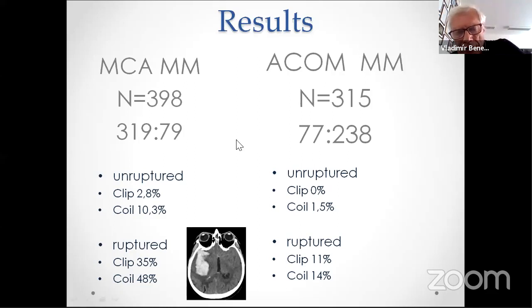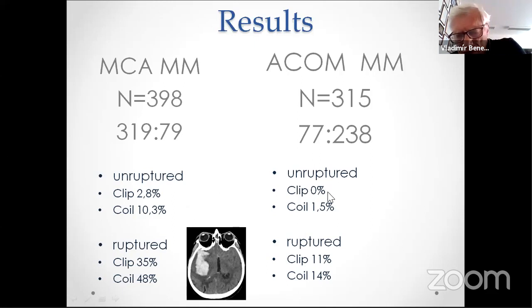So I'm back to our articles about the MCA and the ACOM aneurysms. You see that there were like 400 MCA and 300 ACOM aneurysms. And the ratio is just the opposite, 4:1 surgery to endo in middle cerebral and 1:4 in ACOMs. The results in unruptured were like 3% morbidity mortality for surgery and 10% for endovascular, which is rather high. It's not statistically significant, but still, this is too high a number for unruptured aneurysms.